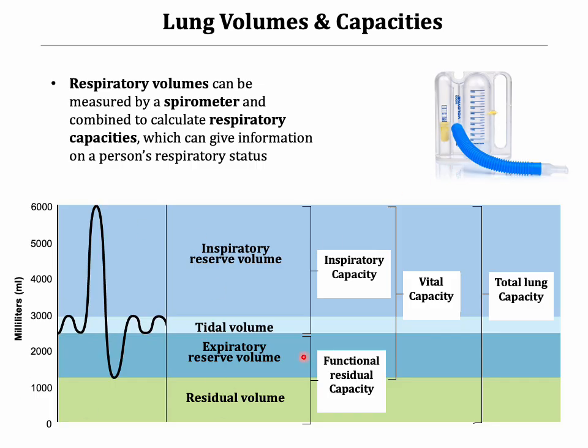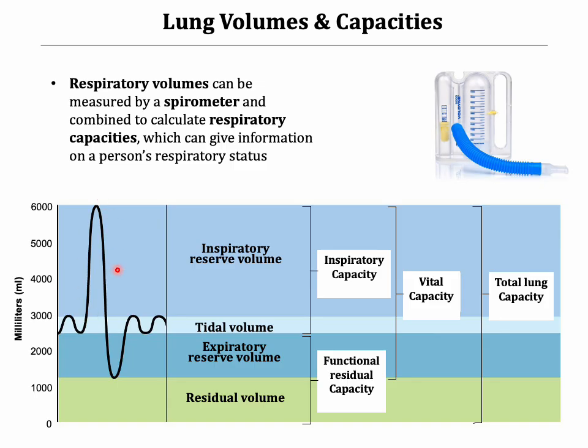So taking a look at this graph here, we have milliliters representing the volume of air moving in and out of the lungs. Starting off, this lighter blue region is representing the tidal volume. That's the amount of air moving in and out with each normal breath, or just during quiet breathing. So you sitting right now, listening to this video lecture, the amount of air you're breathing in and out, that's your tidal volume. And it's usually right around half a liter.